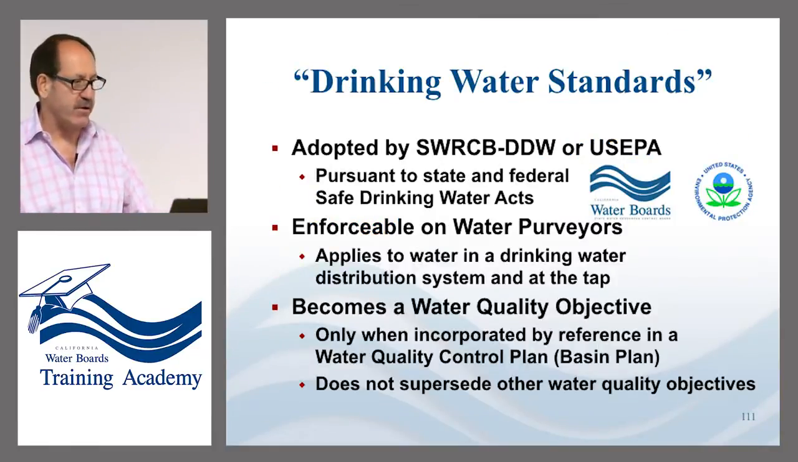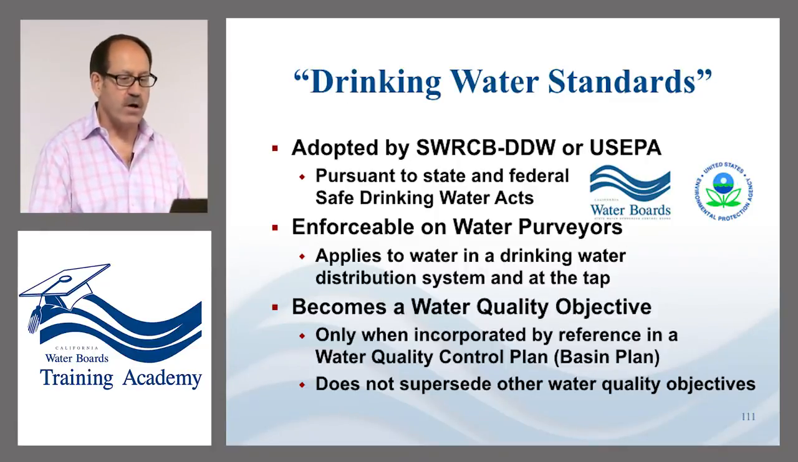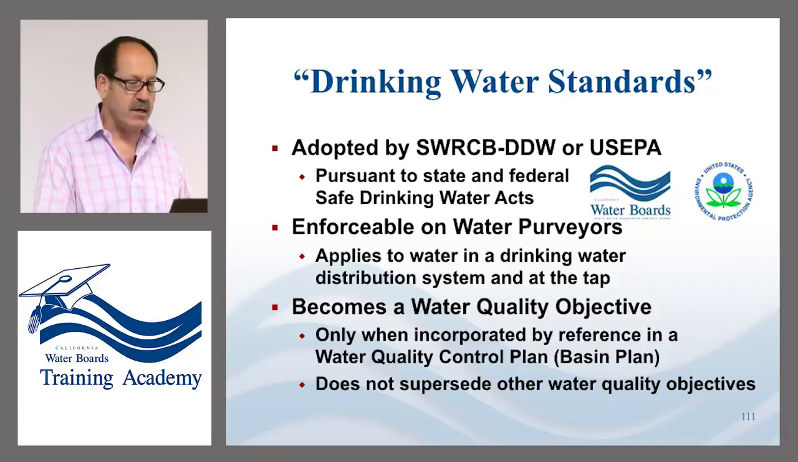Drinking water standards. These are adopted by the Division of Drinking Water of the State Water Board or US EPA pursuant to Safe Drinking Water Acts. They're enforceable on water purveyors, those that supply water to 15 connections or more or 25 customers or more. They apply to the water in the distribution system and at the tap, where the customers get their water.